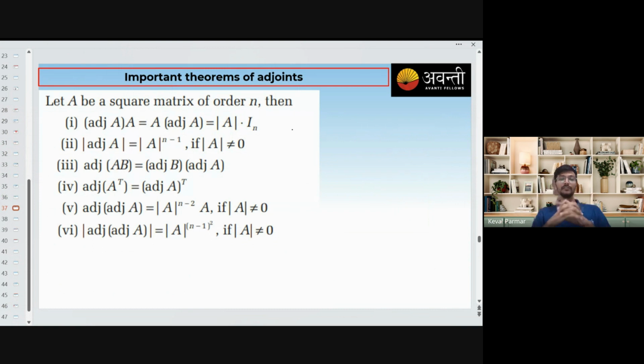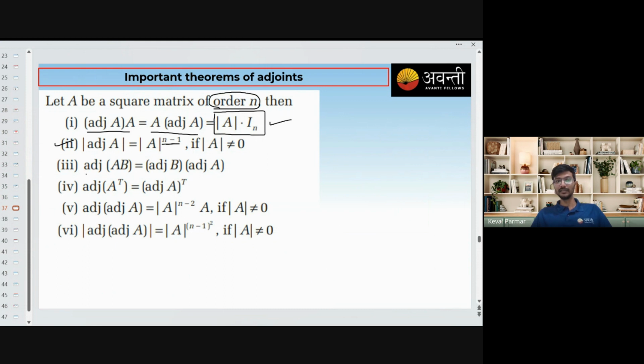Now, important properties or theorems you can say, where all of these are very important. A into adjoint of A, and adjoint of A into A, they both are equal to determinant of A times identity matrix. Determinant of adjoint of A is basically determinant of A to the power n-1, where n is the order. Obviously, guys, we are talking about determinant. That means the matrix has to be a square matrix.